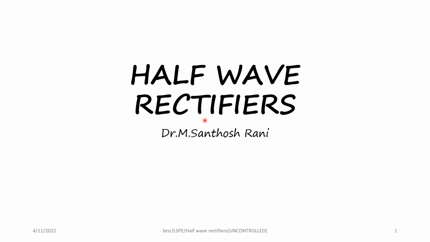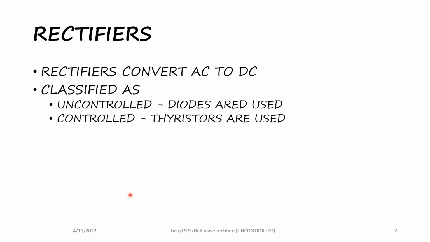In this lecture we will be seeing about half wave rectifiers. Rectifiers convert AC to DC, alternating current to direct current, more precisely a bidirectional current to a unidirectional current.